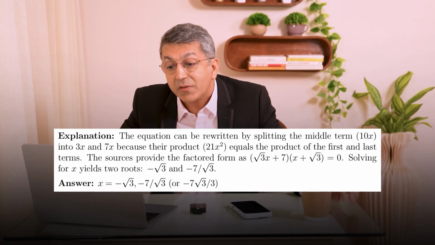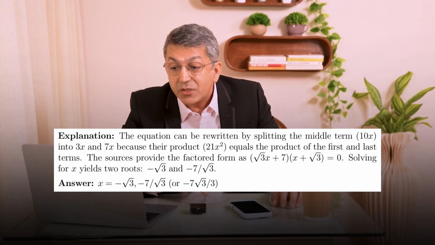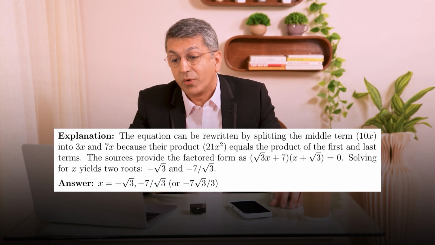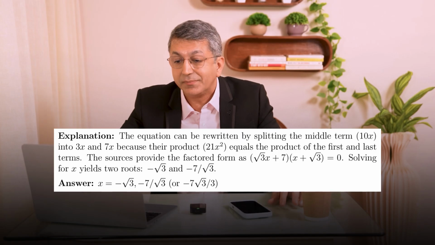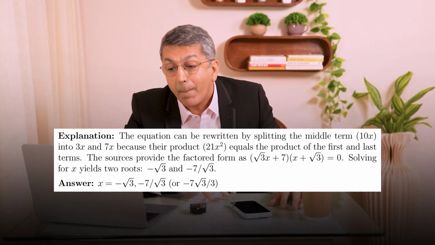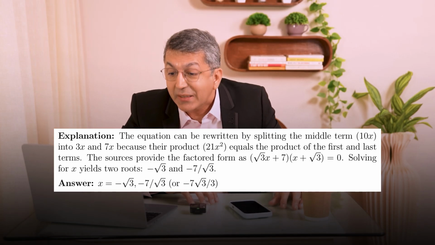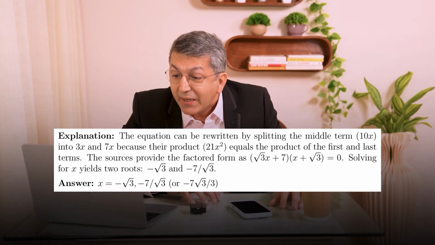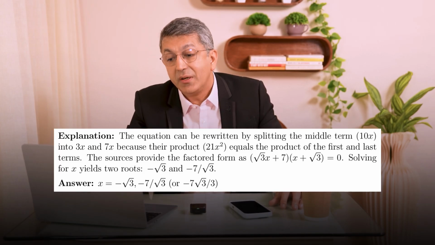Solving for x yields two roots: minus the square root of 3 and minus 7 divided by the square root of 3. So the answer: x is equal to minus square root of 3, or minus 7 divided by the square root of 3, or minus 7 square root of 3 divided by 3.